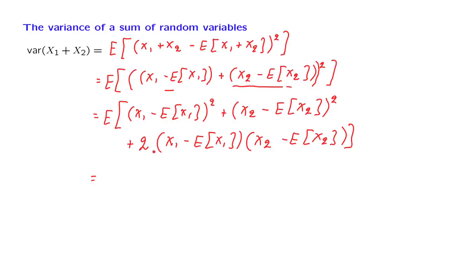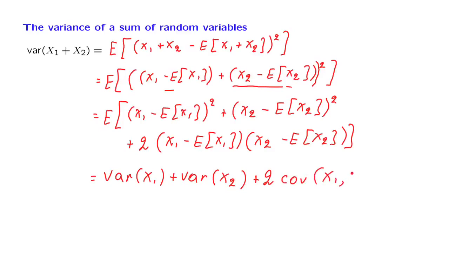And what do we have here? The expected value of the first term is just the variance of x1. The expected value of this second term is just the variance of x2. And finally, the cross term, the expected value of it, we recognize that it is the same as the covariance of x1 with x2. And we also have this factor of 2 up here.